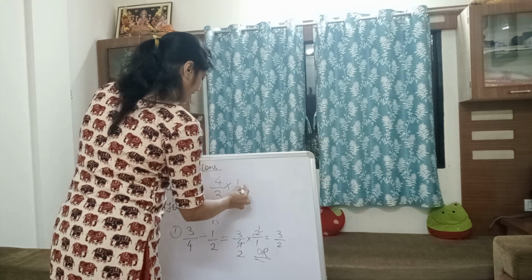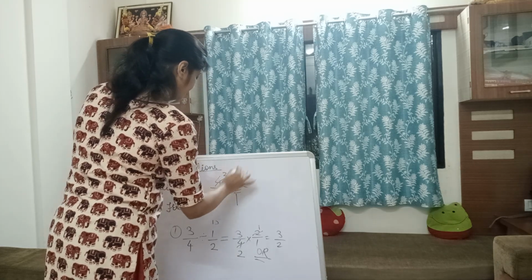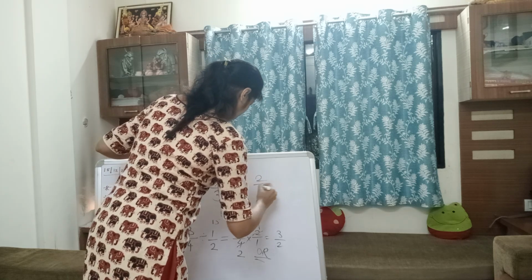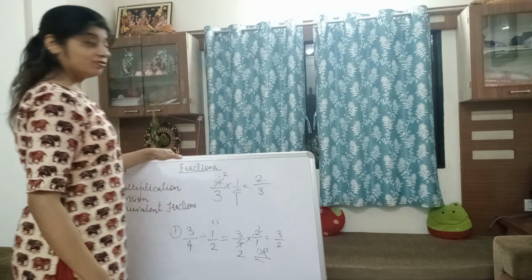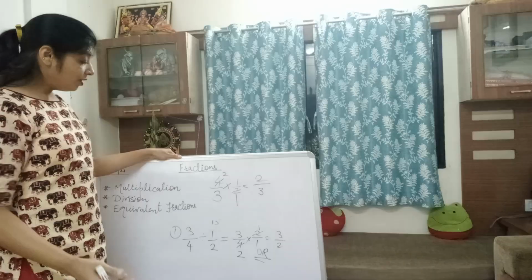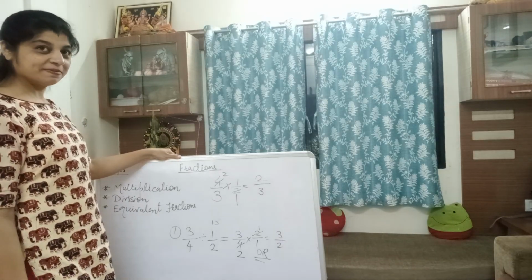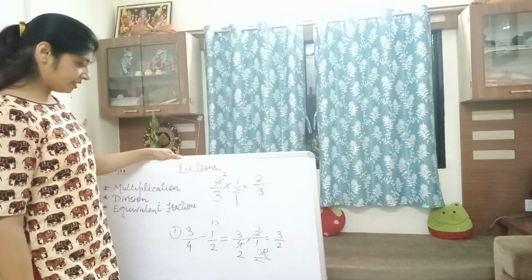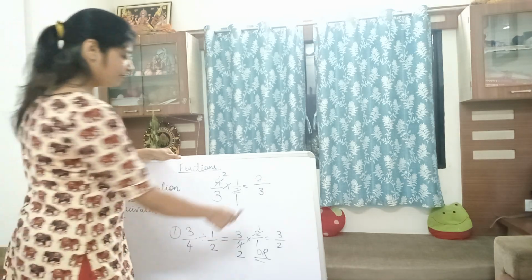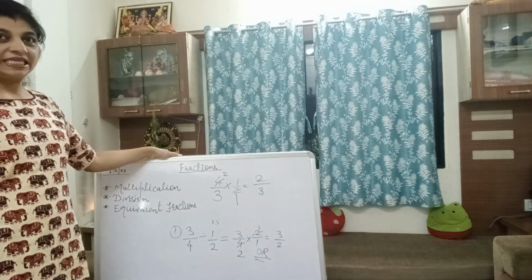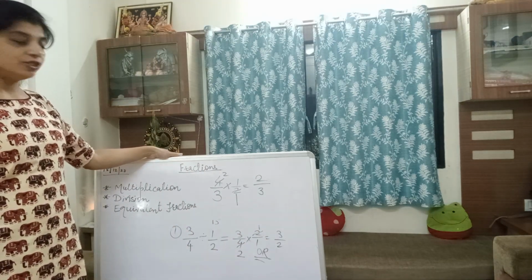So this comes again, reduce: 2 ones are, 2 twos are. So this is 2 by 3. Now, what's the difference here? I said it makes no sense. What has happened? Can you make it out? Completely the value has changed.